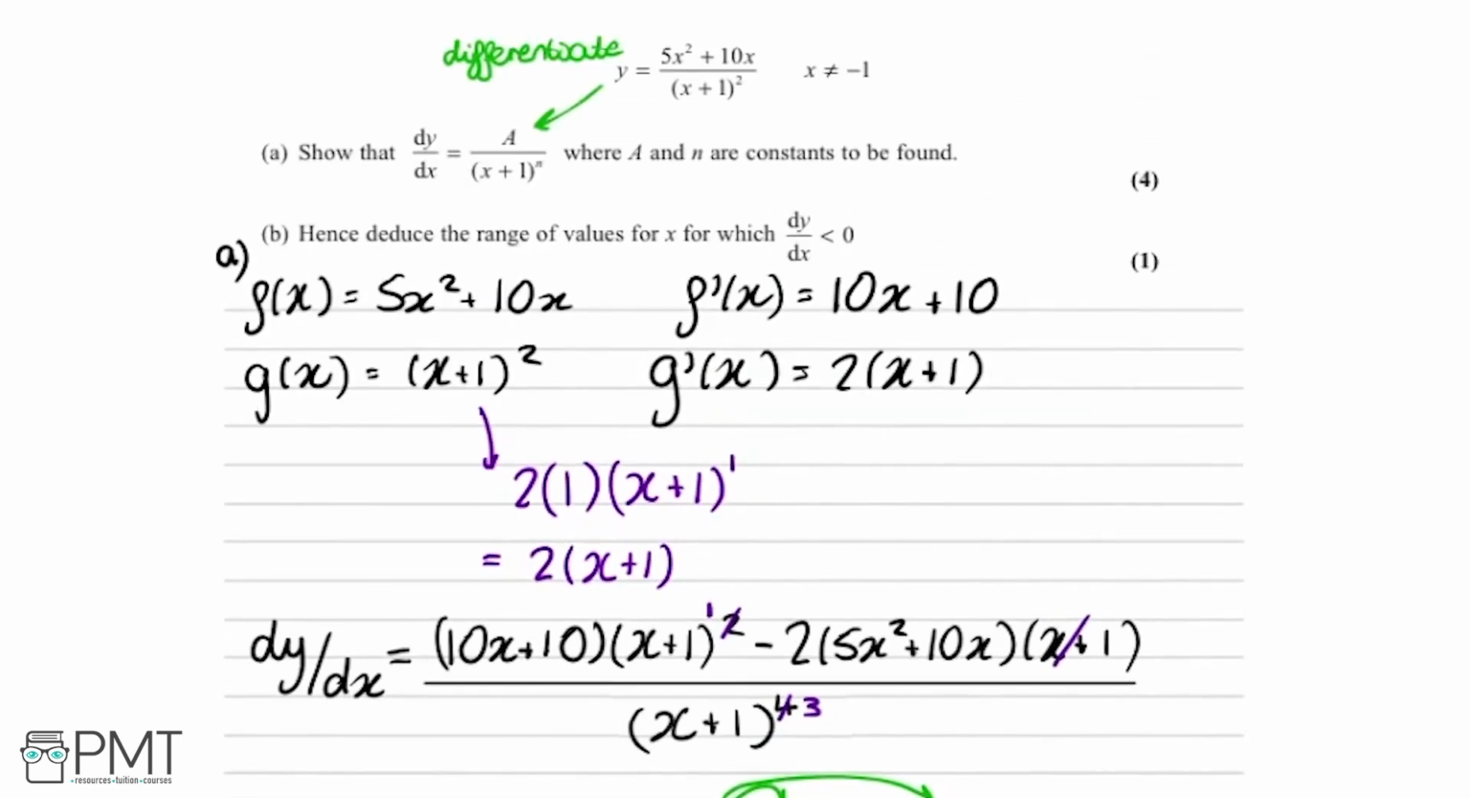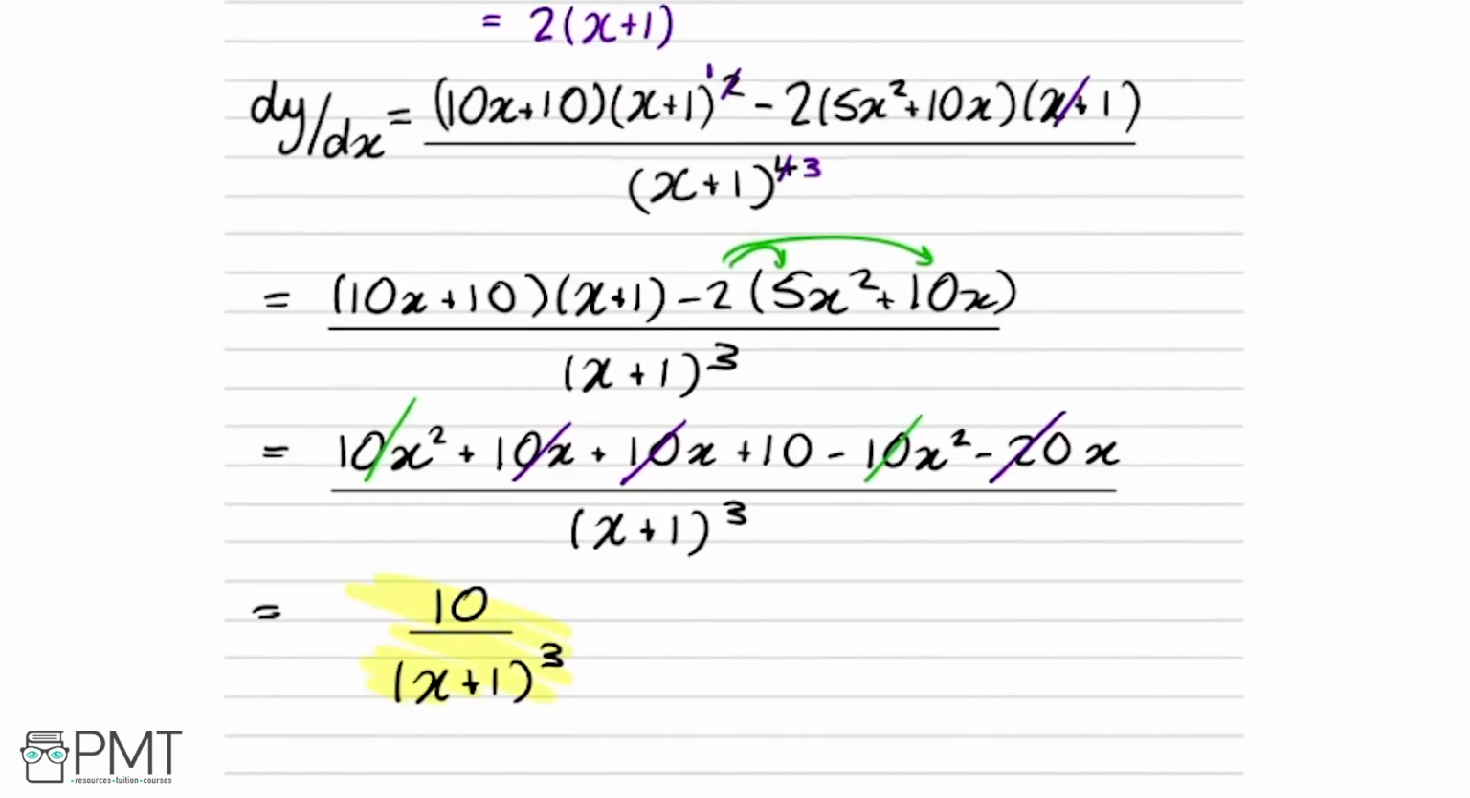Now looking back up in the question, we see that it says show that dy by dx equals a over x plus 1 to the power of n. Well, this is great because we've got this in the correct form, and we've got a value of a, the constant, being 10, and the value of n being 3. And that's great because they're both constants, and it says in the question that a and n are constants to be found. If we got a or n not to be constants, or we got dy by dx in a different form, we know we've likely made a mistake, so we can go back and find our mistake. But we got it in the correct form, so that's great, so we know we're on the right tracks.